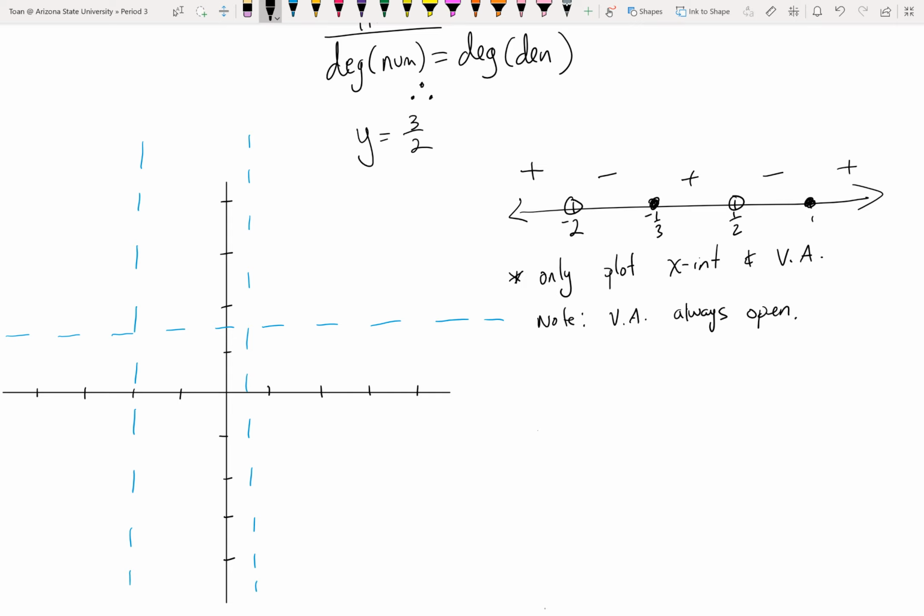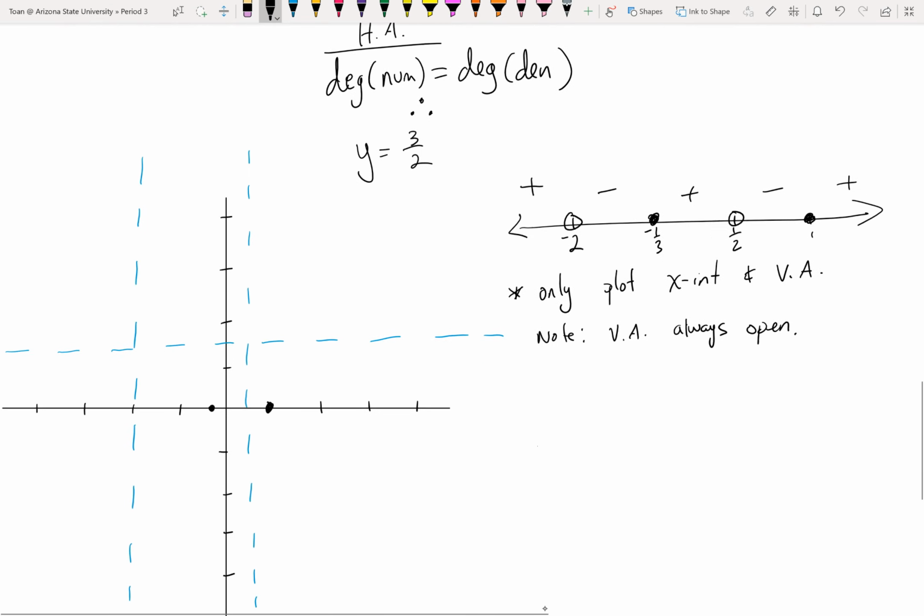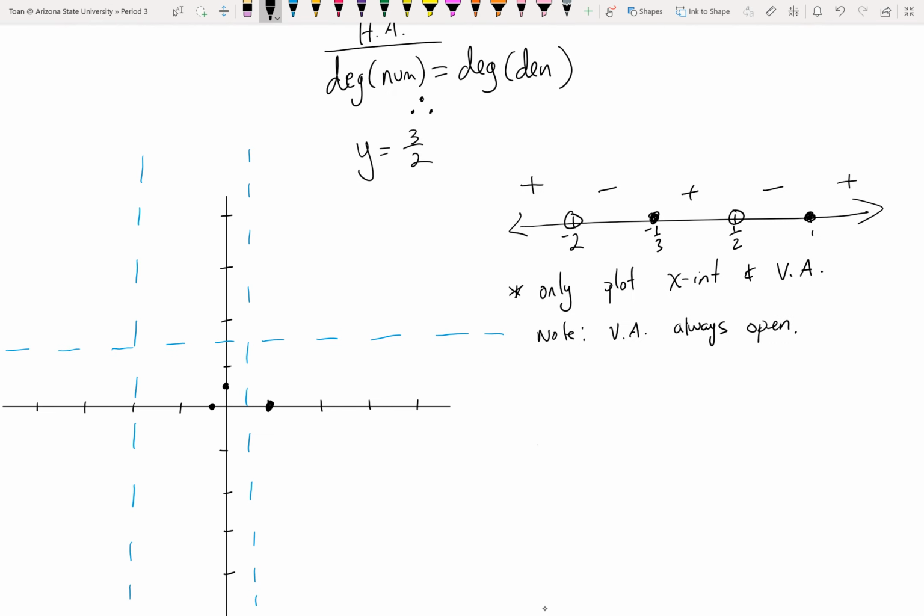I have x-intercepts at negative 1/3. Just approximate. I'm not going to break out a ruler and measure. So that looks like a negative 1/3 to me. And I have an x-intercept at 1. And we had a y-intercept, right, of 1/2 right there. I haven't done any sketching. All I did was put my information on a coordinate grid. You guys okay with that?